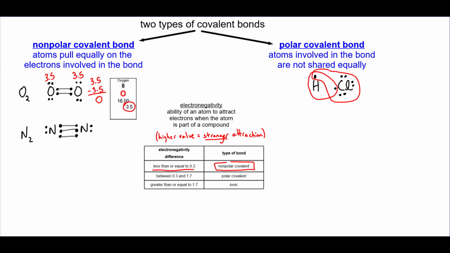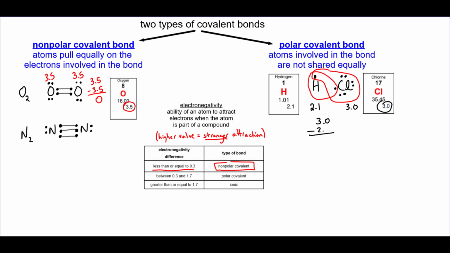But if you look at the electronegativity values for these, hydrogen is 2.1 and chlorine has a value of 3.0. So if you were to subtract them, 3.0 minus 2.1, that works out to be 0.9. And on my table, that's solidly between 0.3 and 1.7, so it's a polar covalent bond. And so that means the electrons are not shared equally. And they're going to spend more time around chlorine because it has a bigger electronegativity.